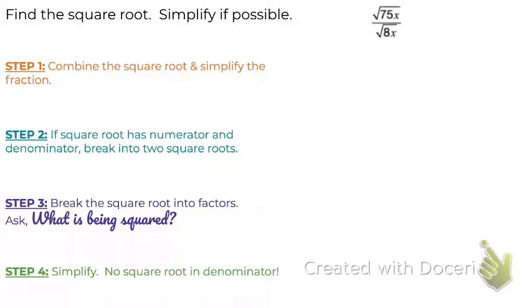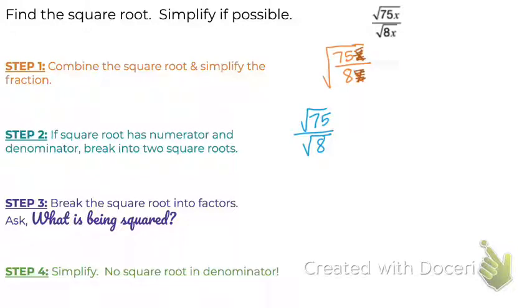So for this, again, I'm going to combine it under one square root. And when I look at this to simplify, I see an x divided by an x. X divided by x is 1, so I can just cancel that out. But 75 and 8, I can't divide anything by 75 that I can also divide by 8. So I need to leave my square root as this. So at this point, I'm just going to separate it back into two square roots. And I'm going to see if there's anything I can take out from underneath that square root symbol.